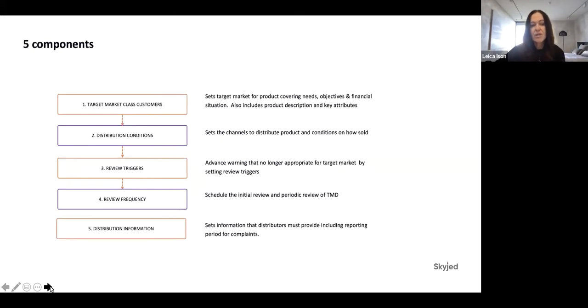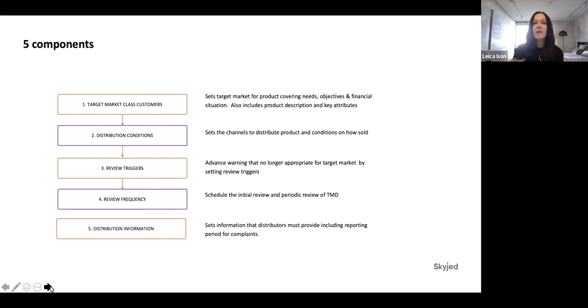market determination. So again, just to frame this up, we all know that we have to set target market determinations for our products. So before I dive into an example, I always like to get clear with the product teams that I'm working with on the 5 key components that go in your target market determination.